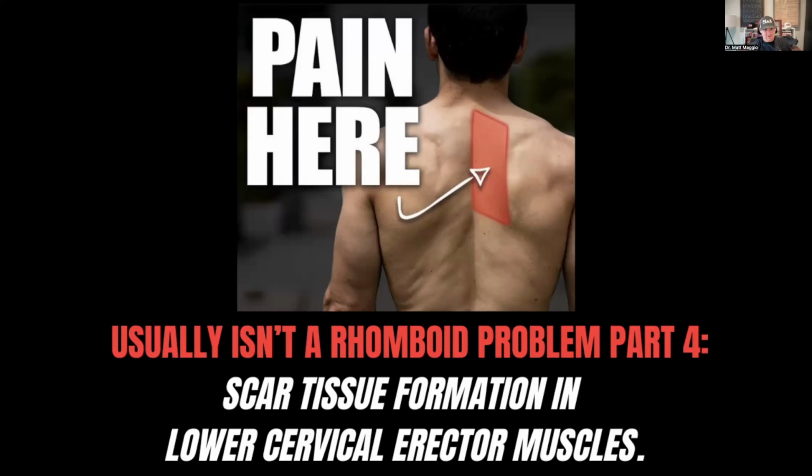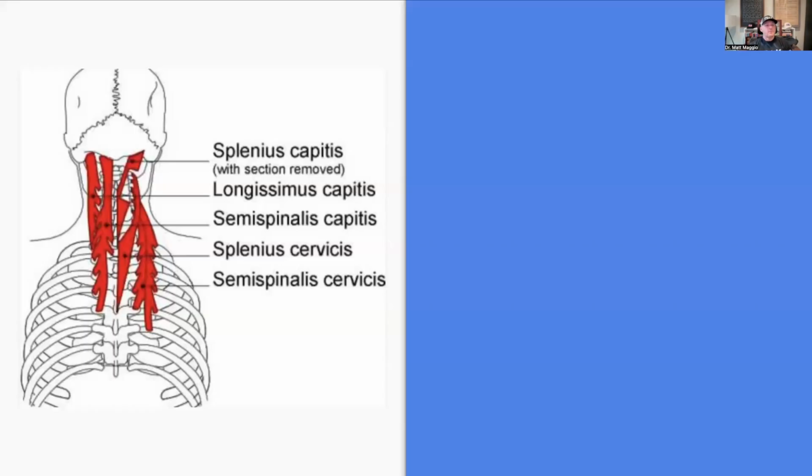Usually why pain in here isn't a rhomboid problem. Today I'm going to be talking about scar tissue formation in the lower cervical erector muscles. So the cervical erector muscles are really important, and there's a lot of them as we go in there.